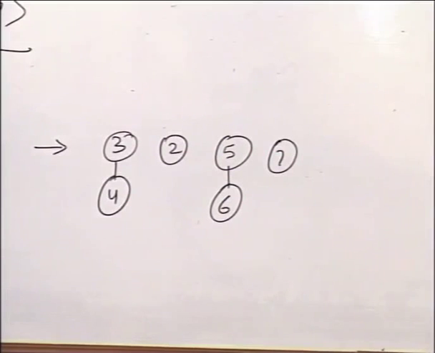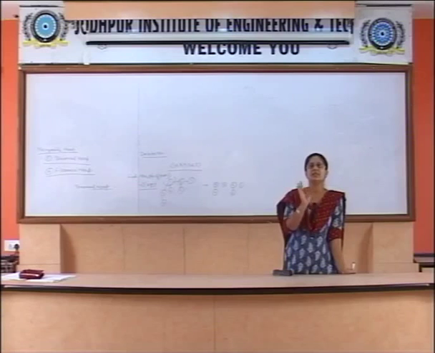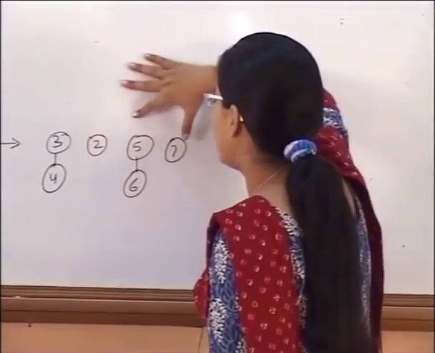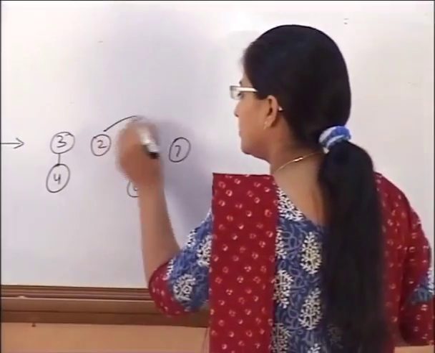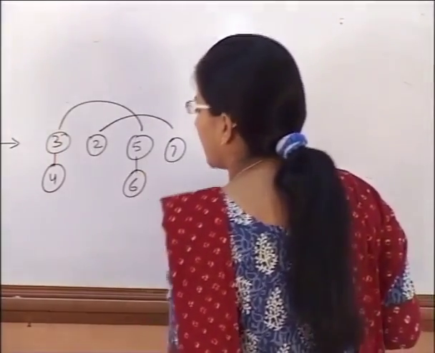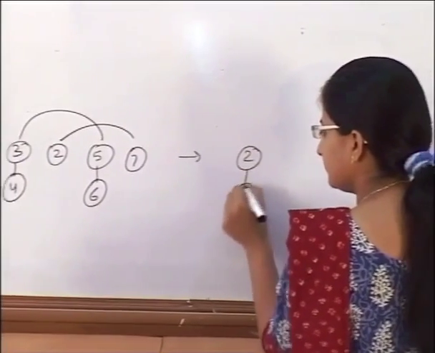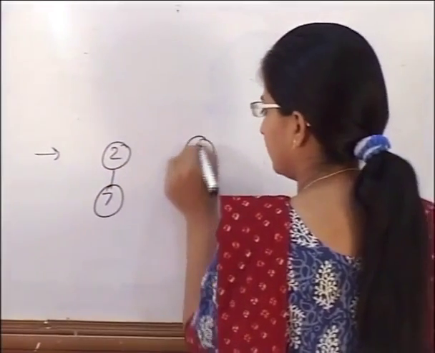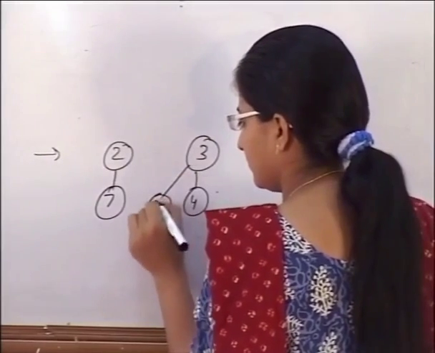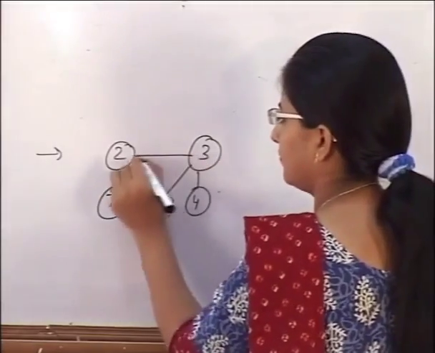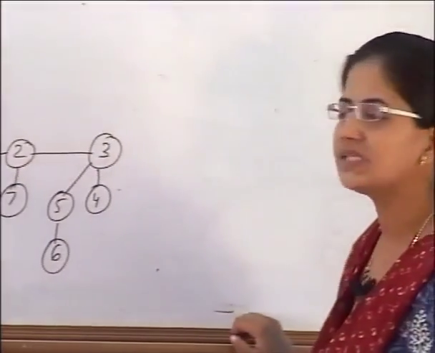So after deleting the minimum, whatever the resultant or left binomial trees are, you have to perform merging of them. So we have here 2 B1 and 2 B0. After performing the merging, we have this binomial heap.